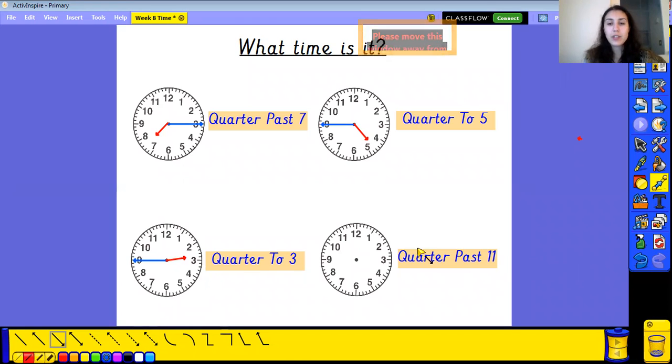Great, let's have a look at the next one. Well, that phrase quarter past tells us that the minute hand is pointing a quarter of the way past 3.